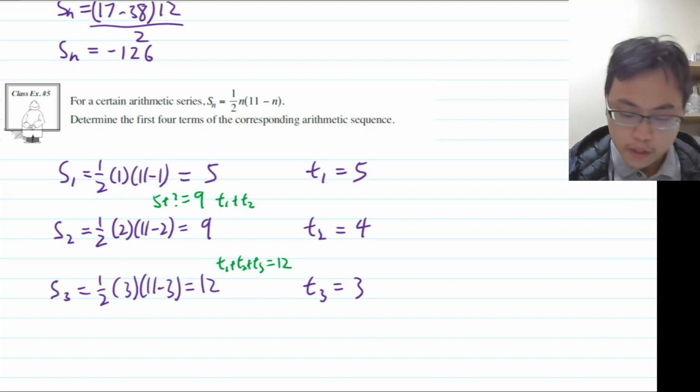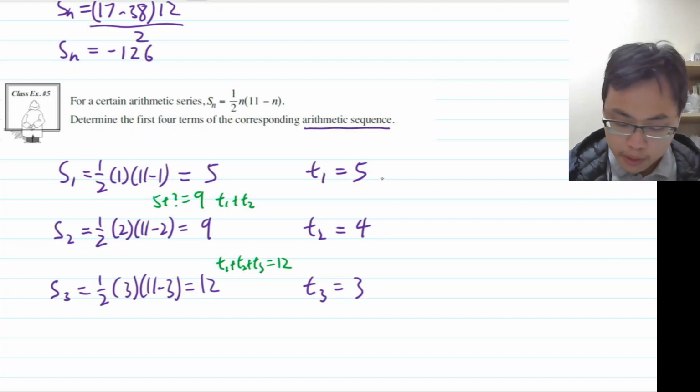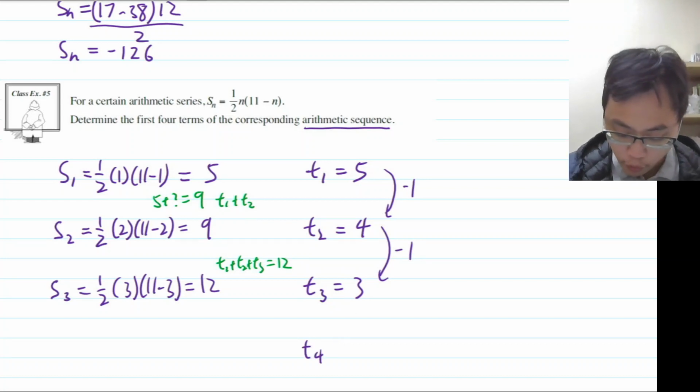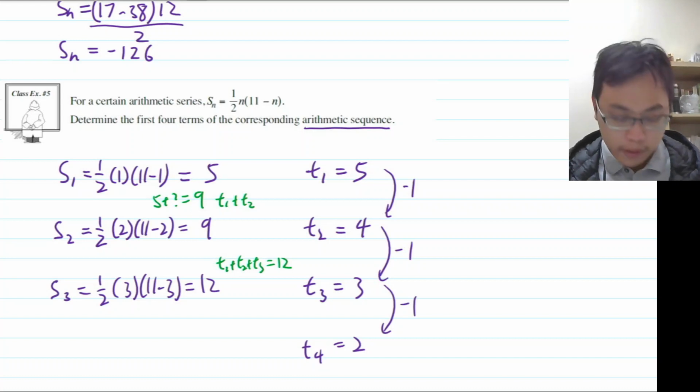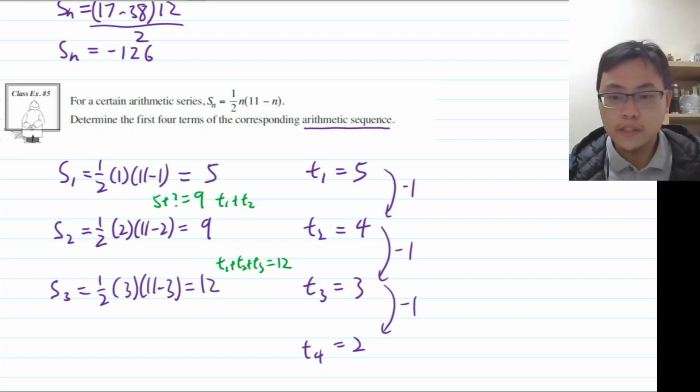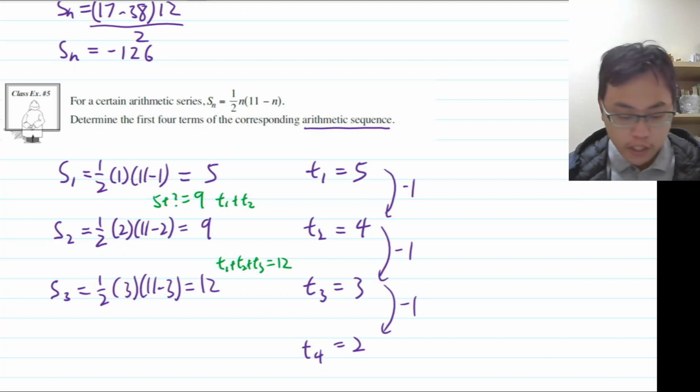Now, remember, this is an arithmetic sequence, meaning that they always have the same common difference. If this is minus 1, this is minus 1. So I can already guess that T4 is going to be 2, following the same pattern. Now let's go ahead and confirm that. Don't just assume it's correct and then finish. You have to confirm it.